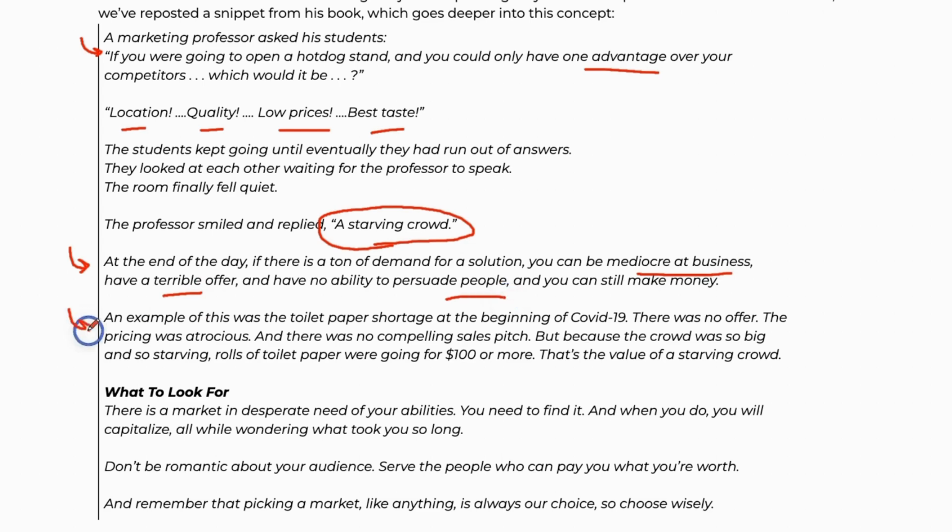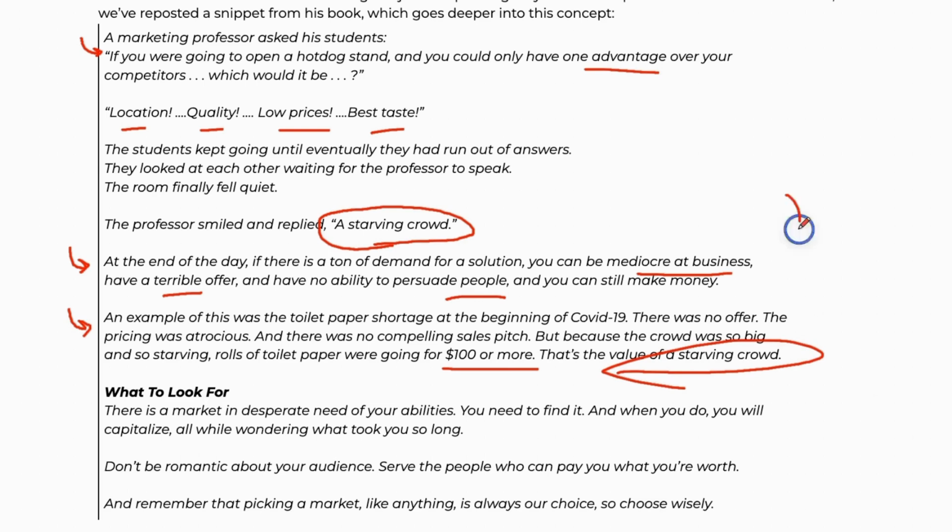A classical example of this was the toilet paper shortage that happened at the beginning of the COVID-19 pandemic, right? There was no offer, the price was outrageous, and there was no compelling sales pitch, no spicy messaging, none of that kind of stuff. But because the crowd was so big and so starving, rolls of toilet paper were going for more than $100. That is the value of a starving crowd.